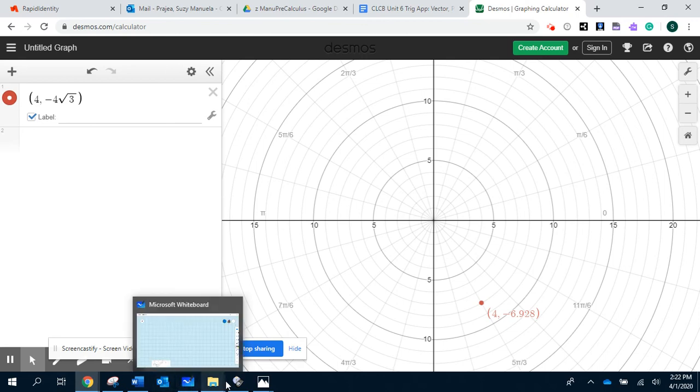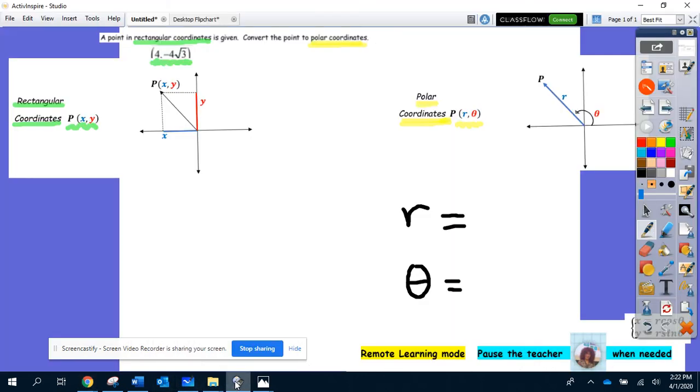So just go back and write your answer. The radius is 8 and the angle is 5 pi over 3.